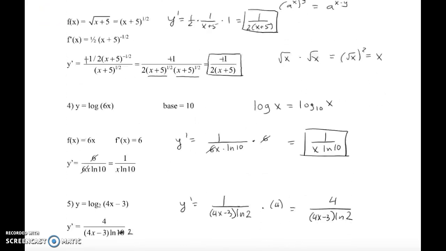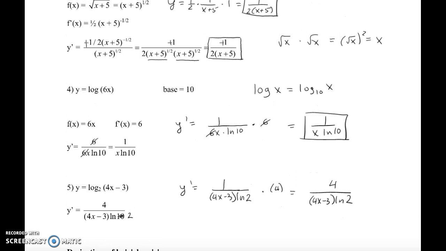All right, let's look at another example, number 4 here. So we have y is equal to log of 6x. That means our base is equal to 10, because log of some number x without a base present means it's log base 10 of x.